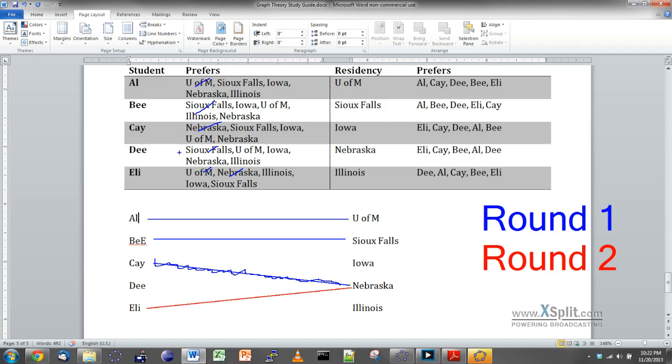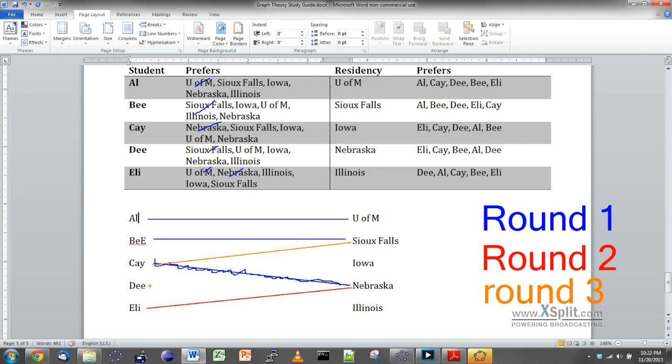All right, so round three. We're going to flip over to orange for round number three. It looks like K and D are the ones that are not connected to anybody. K is going to propose to Sioux Falls. Sioux Falls is going to say, well, we like B a lot better. We like the candidate we currently have a lot better. So, K, sorry, you can't be our new candidate.